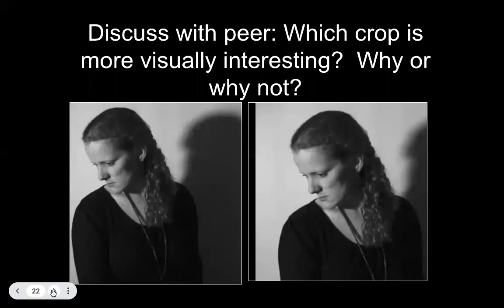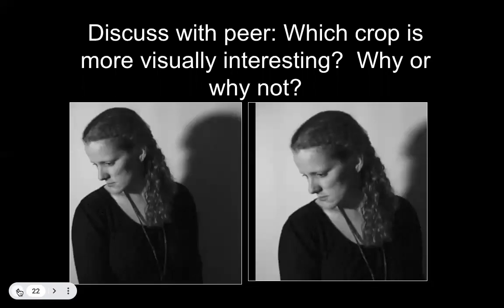So what I'd like you to do in the classroom situation, if you're at home, you can look at this. I want you to think about which crop is more visually interesting, why or why not. I actually intentionally chose two images that have both positive and negative traits. So if you chose the one on the left, maybe you like the balance between the figure and the shadow. Maybe you liked the emotion that was created because of it being kind of stuck in the corner and feeling a little bit more like foreboding.